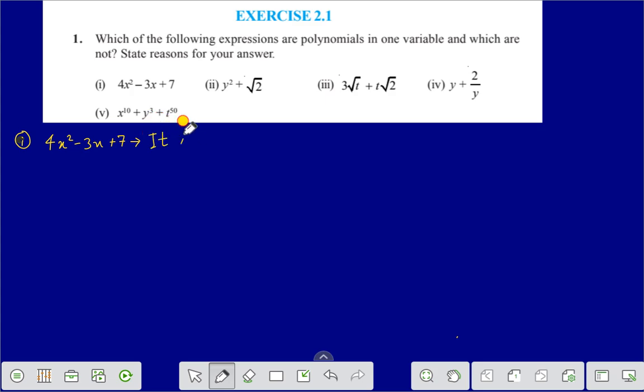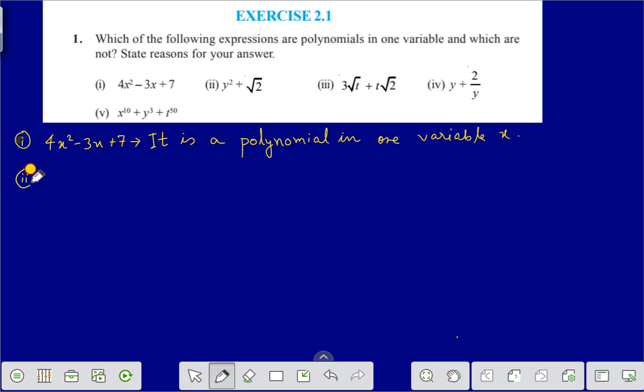It is a polynomial in one variable x. It is a polynomial in one variable x. Number 2.